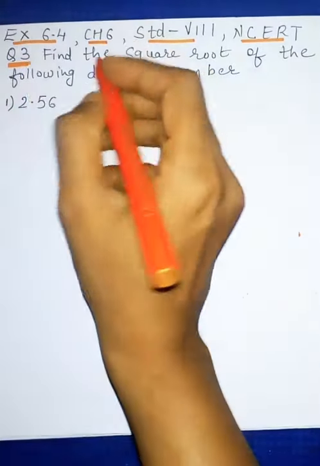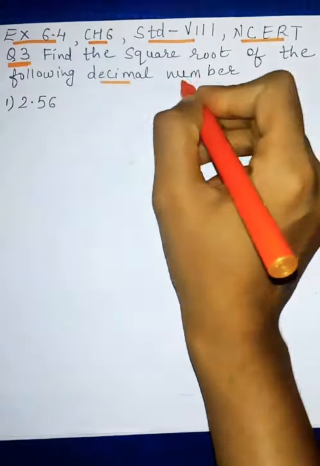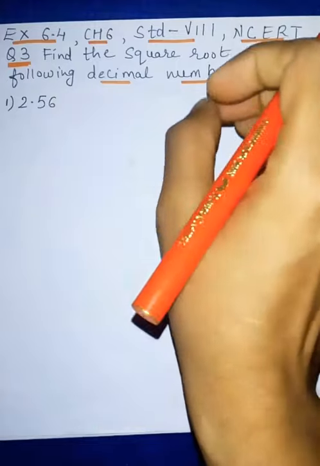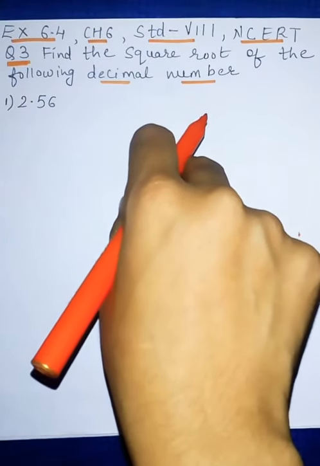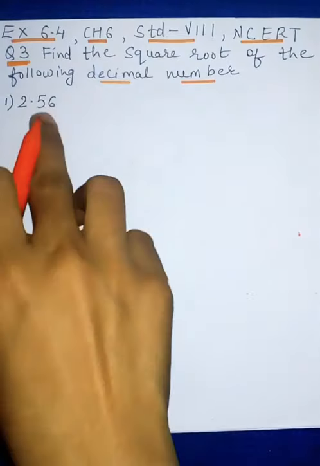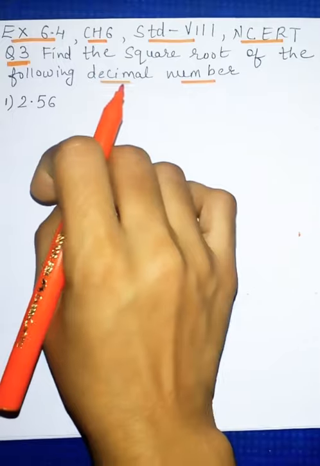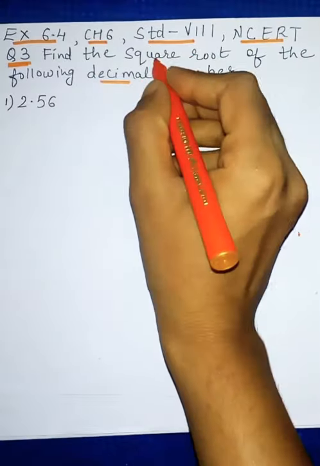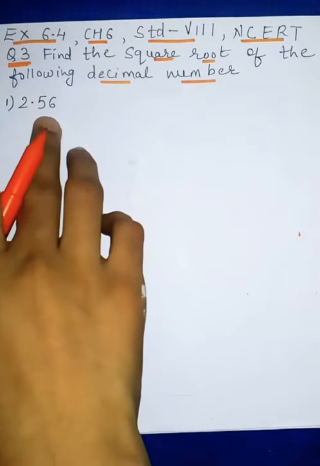The question is: find the square root of the following decimal numbers. In the previous video, we saw how to find the square root by the long division method, but the numbers were not decimals. Here, again, we will use the long division method for finding the square root.